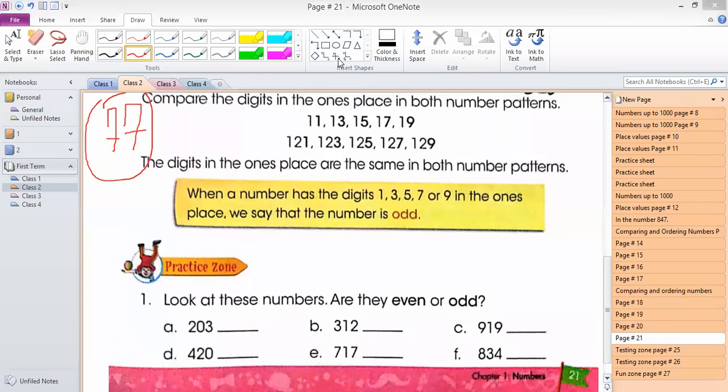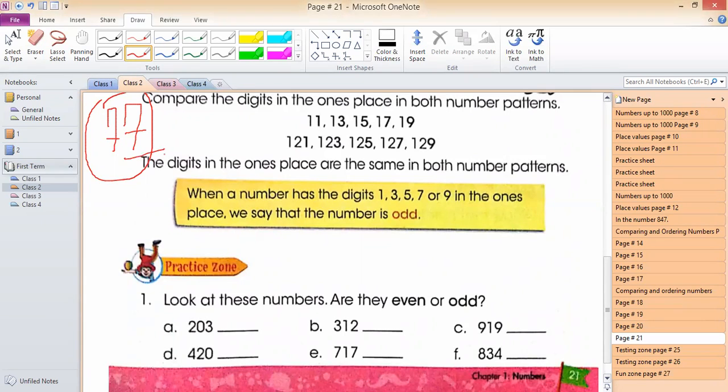Let's take one student, and this is Abdullah Saad. Abdullah Saad, can you hear me? Al-Haj, can you hear me? Al-Haj, yes. 77, even number or odd number? Odd number. How do you know?